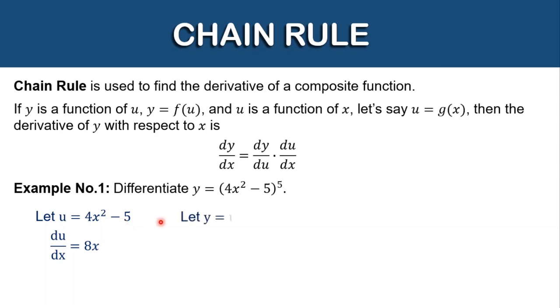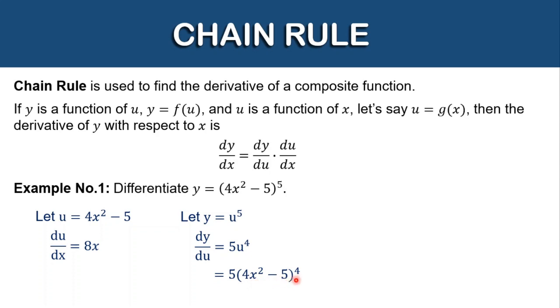Then also we have y is equal to u to the 5th. So this is our u to the 5th power. And to find dy over du, we just need to use also the power rule. So lagay natin yung 5 as the coefficient. Then we subtract 1 from our exponent. Then substitute natin. We have 5u to the 4th power. Substitute natin kung ano yung value ng u natin, which is this. So now we have 5 times the quantity 4x squared minus 5 to the 4th power.